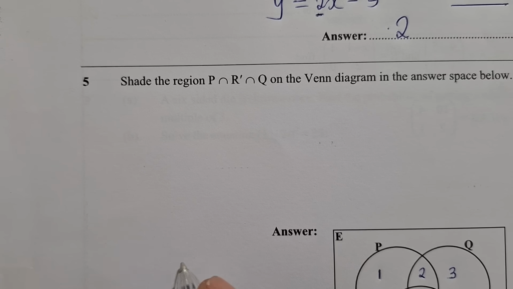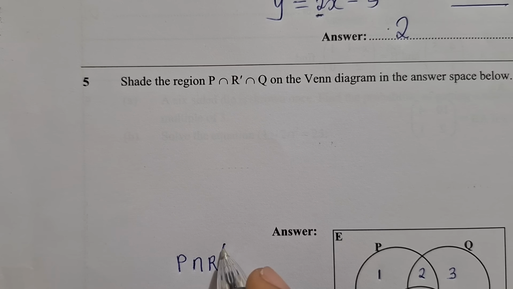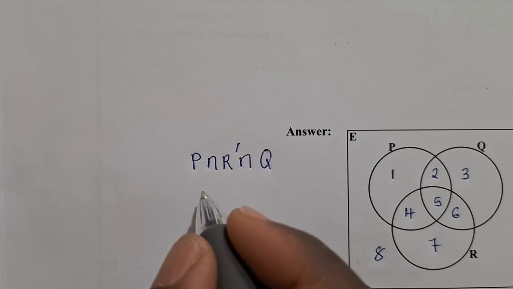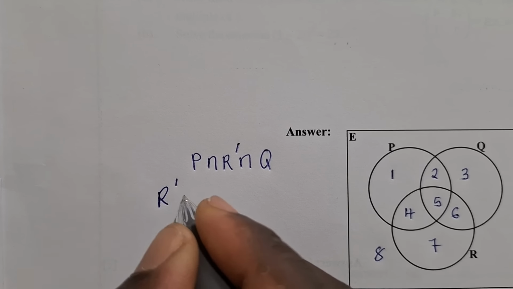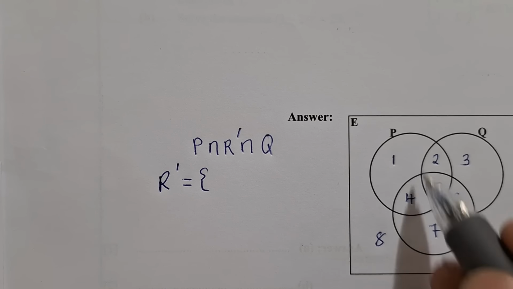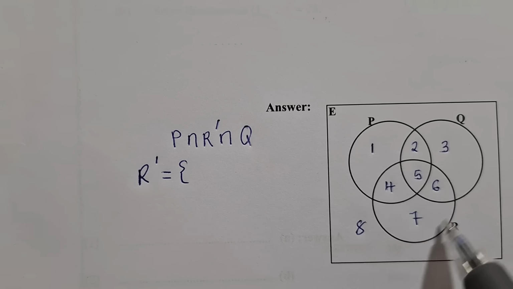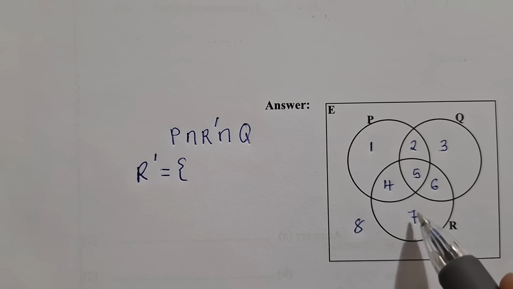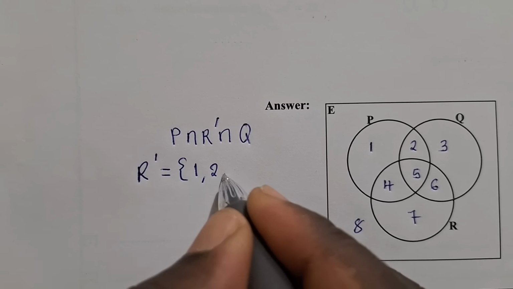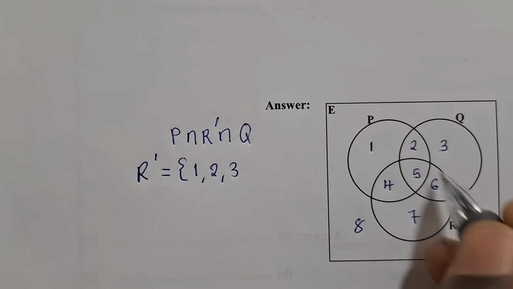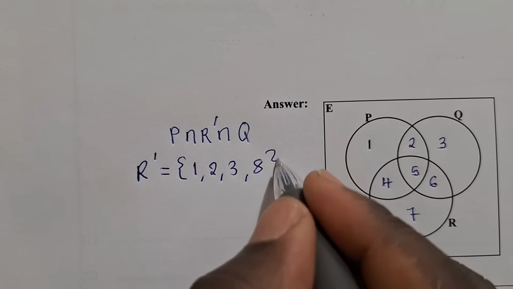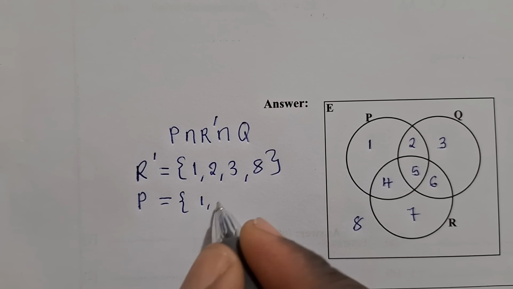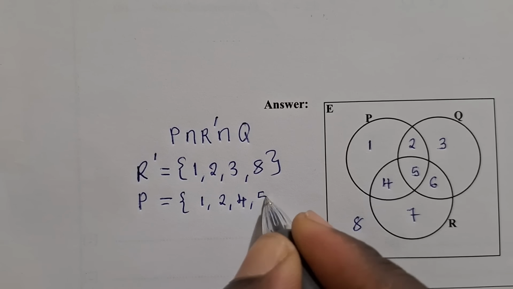So what we want is P intersect R complement intersect Q. So I'm going to find my R complement. So what is R? When you check, R is right over here. Now what is the complement? Meaning what is outside set R? We've got 1, 2, 3. These are not found in set R. And 8. I can also identify my P.